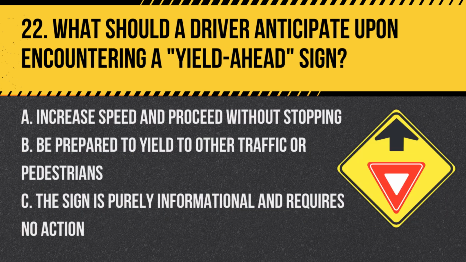Question 22. What should a driver anticipate upon encountering a yield ahead sign? A. Increase speed and proceed without stopping. B. Be prepared to yield to other traffic or pedestrians. C. The sign is purely informational and requires no action. Answer. B. Be prepared to yield to other traffic or pedestrians. This sign warns of an upcoming yield situation.